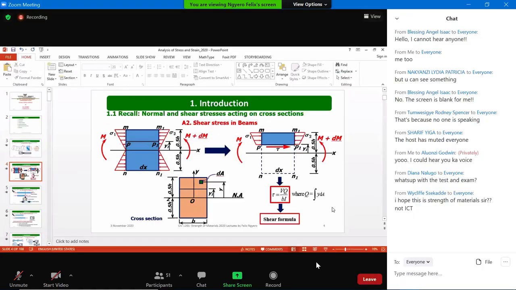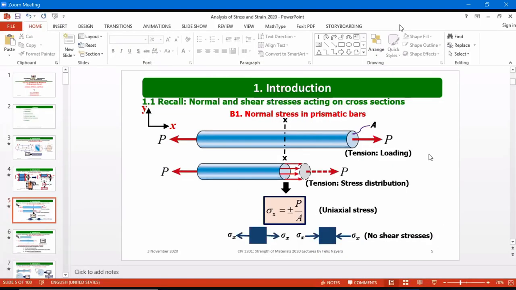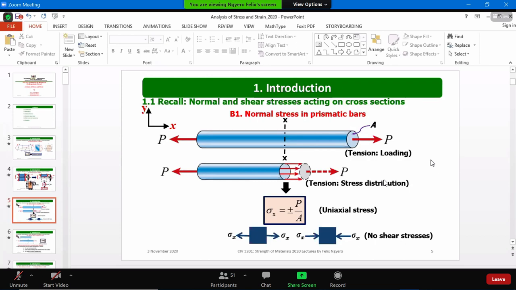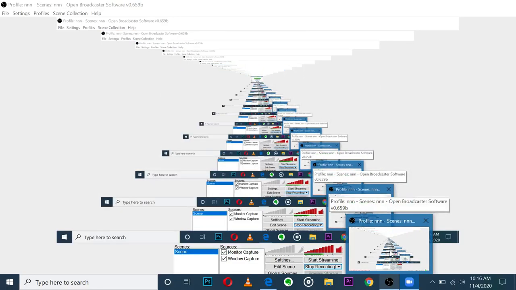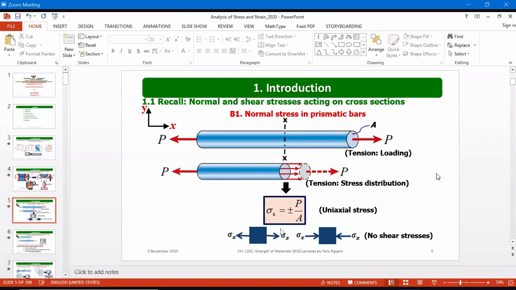And then in an earlier topic, at the very beginning of strength of materials, you saw how to compute the normal stresses due to these simple loading cases, tension and compression. The normal stress is simply computed as the applied force, either tensile or compressive, divided by the cross-sectional area. That is very basic. These cases are for prismatic bars, where the load is applied longitudinally and the stresses are longitudinal.